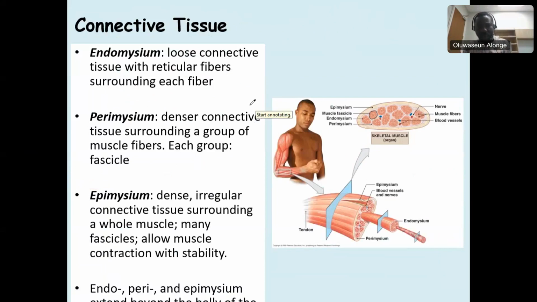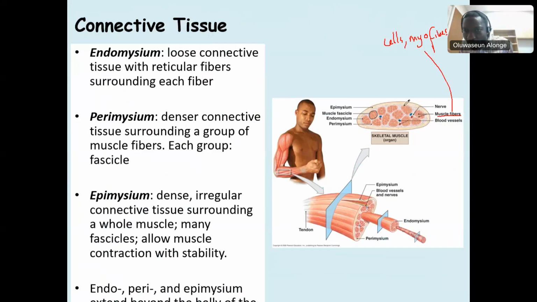Now, the first thing I want to tell you is that I told you earlier that muscle fibers are the same thing as muscle cells. You remember? So these are the same thing as muscle cells, all right? And they are also the same thing as myofibers. So when you see muscle cell, it's the same thing as muscle fiber, and it's the same thing as myofibers.